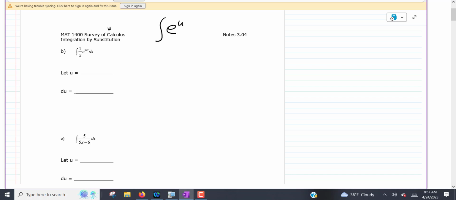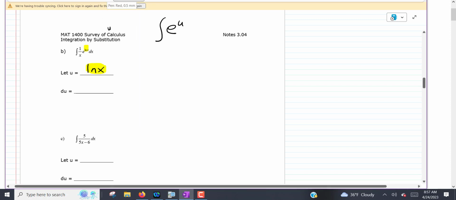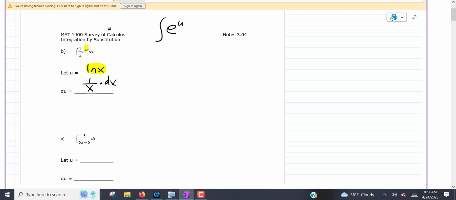So let's let u be ln x. We're going to let that exponent be that. All right, so what is the derivative of ln x? 1 over x. Now, just be sure you tack on the dx. That's what I showed you a few minutes ago: du over dx would be 1 over x, then multiply by dx. You don't have to do that. You just need to remember that while you're doing that, you have to tack on that dx. Now, is that what's left over?